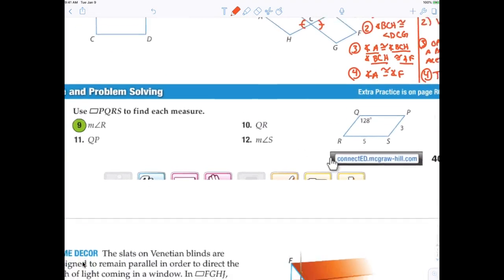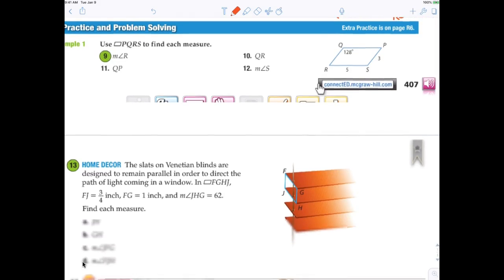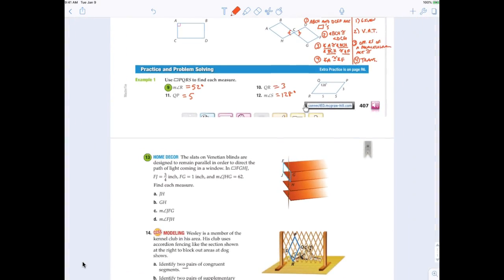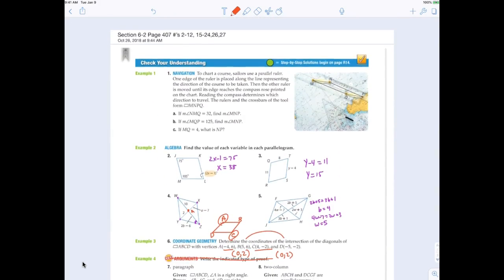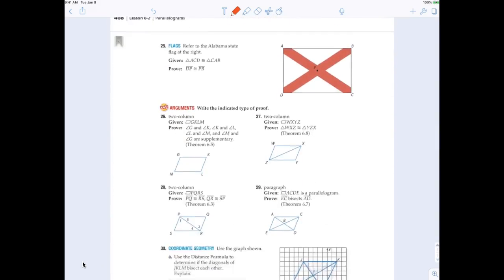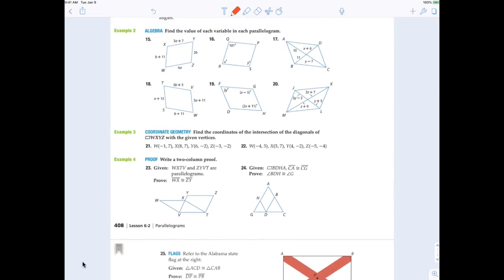All right, so let's just go ahead and knock out 9, 10, 11, and 12. Somebody tell me the measure of angle R. Yep, 52 degrees, good. And number 10, what is QR? 3. And what's QP? 5. Okay, now what's angle S? 128 degrees. Yeah, I think that's pretty easy, right? Honestly, I think this chapter is very, very easy. I didn't care about 13, 14. I think all those are easy.